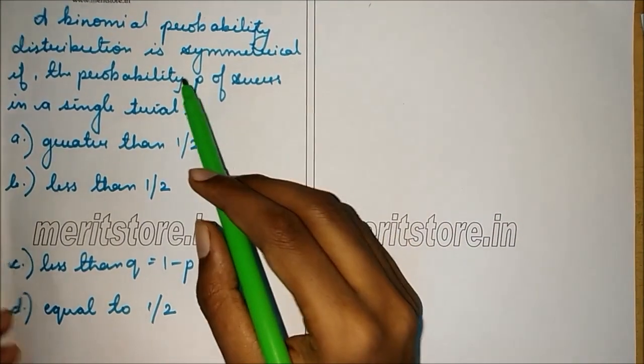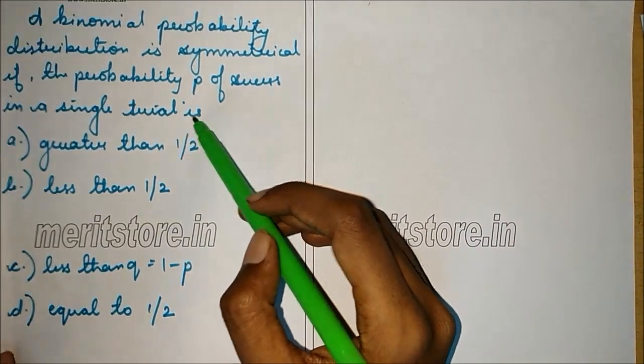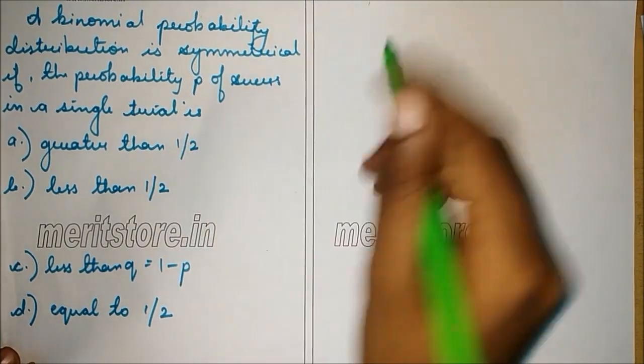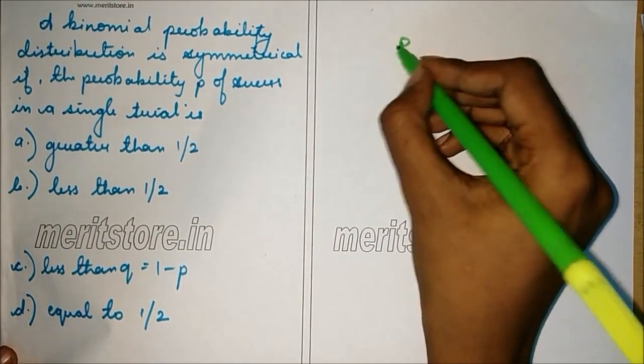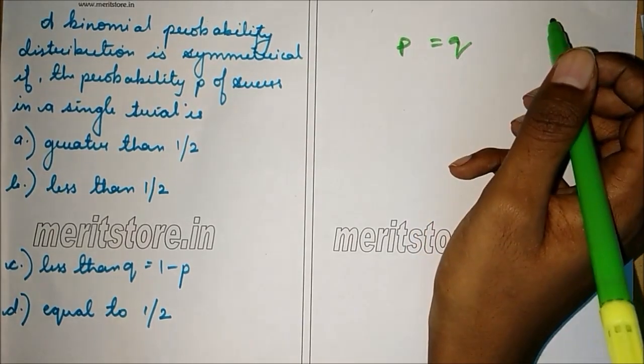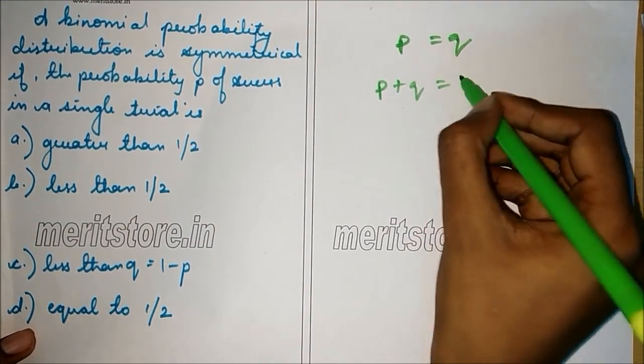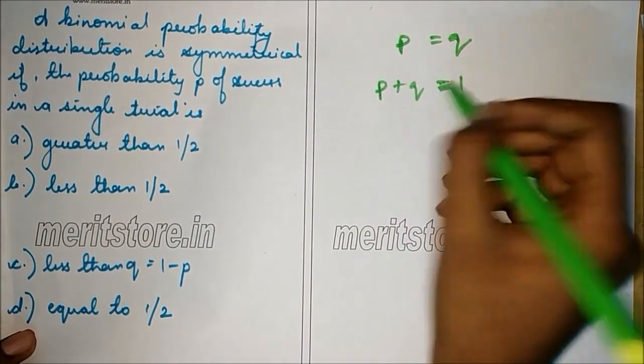A binomial probability distribution is symmetrical if the probability p of success in a single trial is? So definition of symmetrical distribution is p is equal to q. Probability of success is equal to probability of failure. So when p equals q, we know that p plus q is equal to 1. Sum of all the probabilities is 1.